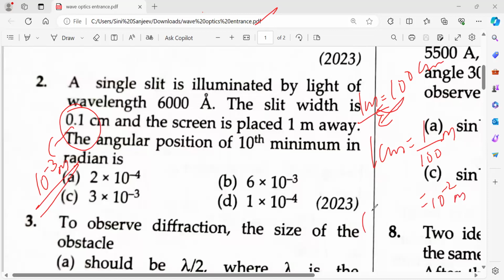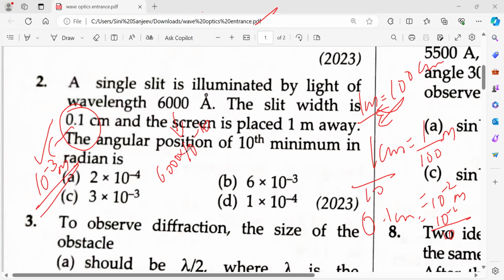Correct? Now it is 0.1 centimeter. 0.1 centimeter is equal to what, in meter? Again, I have to divide by one more 10. Correct? 1 by 10 is only 0.1. So 10 power minus 2 and by 10, so basically it is 10 power minus 3. That's how I get 10 power minus 3 meter. And this is 6,000 Angstrom, that is 6,000 into 10 power minus 10.